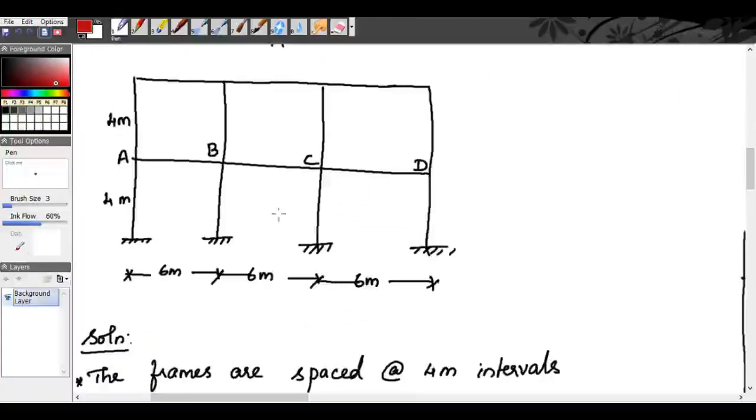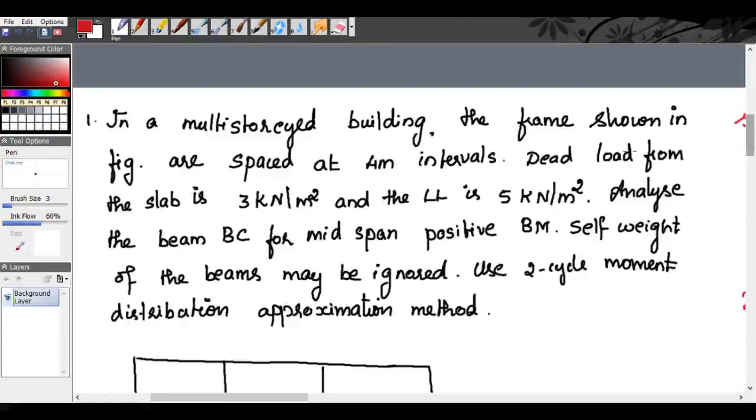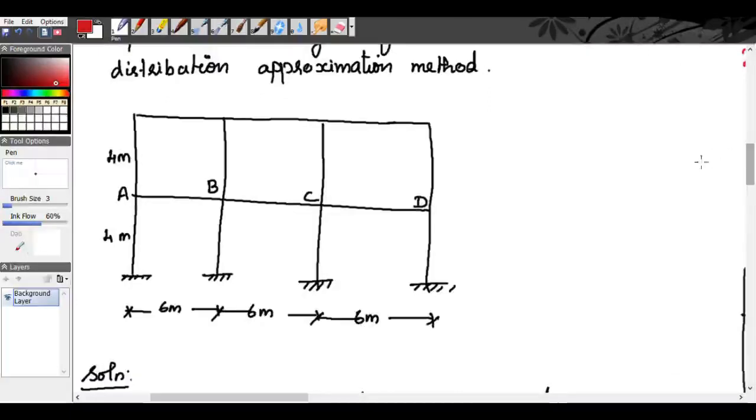So, see, this is the given beam. This is the given frame. It is a two-story, three-bay frame, and the frames are spaced 4 meters apart. It is given in the question that the frames are spaced at 4 meters interval, and the dead load is 3 kilonewton per meter square and the live load is 5 kilonewton per meter square. Now you can see the beam span is 6 meter. We are asked to analyze the span BC. Our aim is to analyze the span BC.